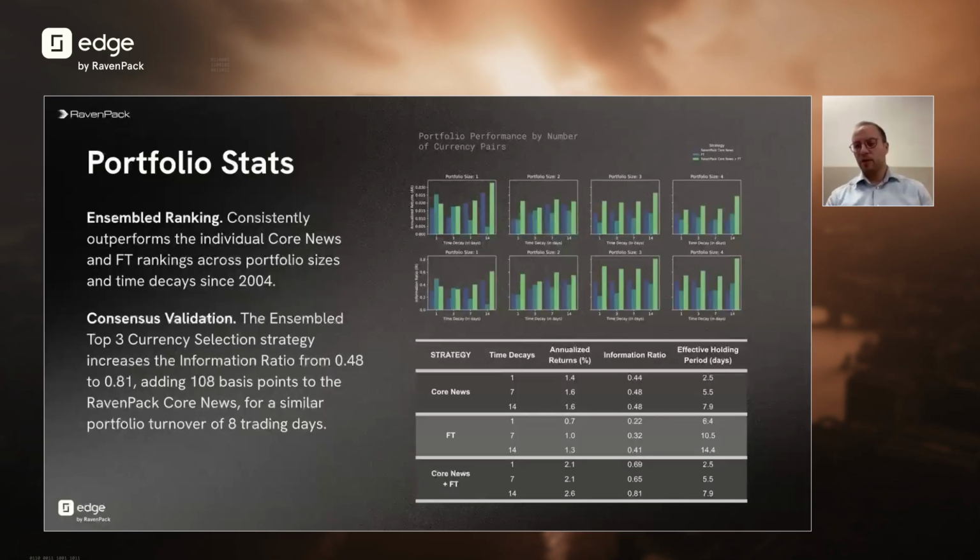Of course, this is an area where you can apply leverage, and we have effective holding periods of around 8 days. If we include the Financial Times on top, we're actually able to improve the information ratio from 0.48 to 0.81. So a quite significant improvement. And we are adding 108 basis points on top of the performance, reaching more than 2.6% in return. So it's a quite significant boost that you get on the strategy side of things here.